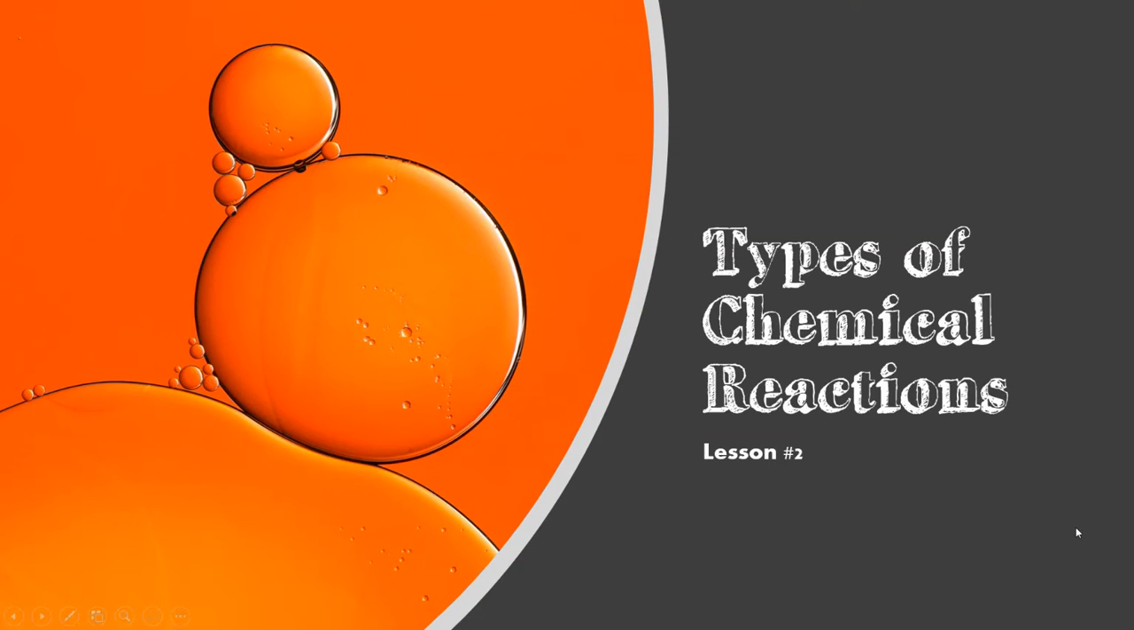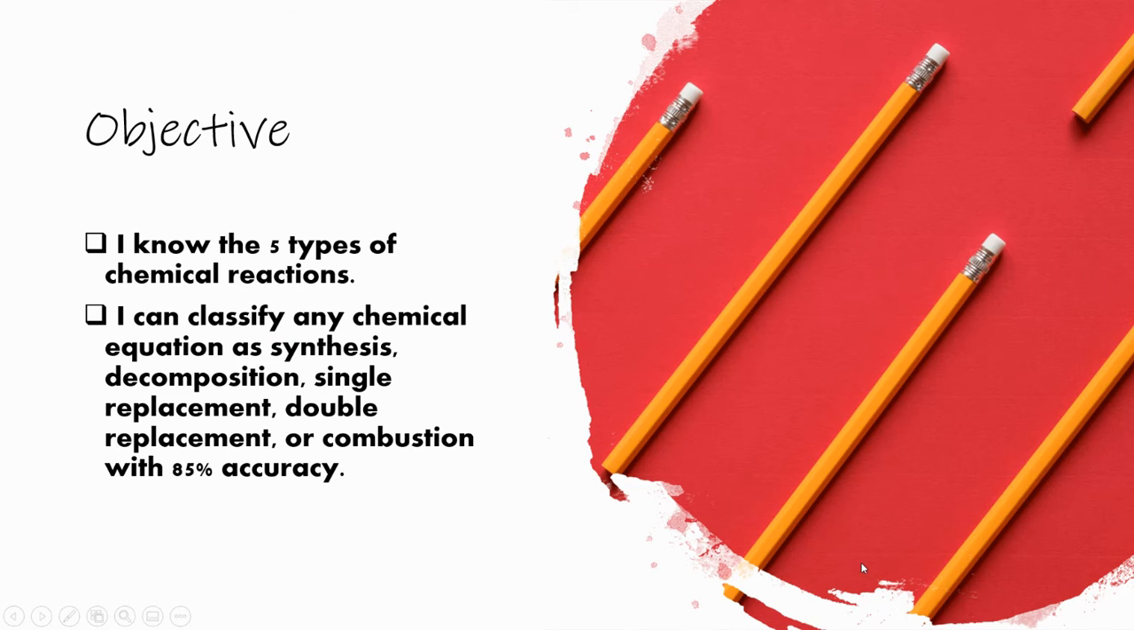This is lesson number 2, and I will be talking about types of chemical reactions. Today's objective is that you will know the 5 types of chemical reactions and that you will be able to classify any chemical equation as one of the 5 types. And you should be able to do that with 85% accuracy. That's the goal.